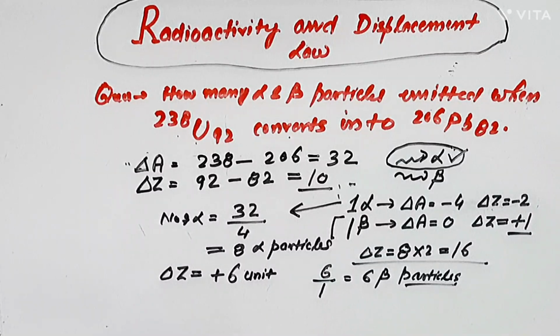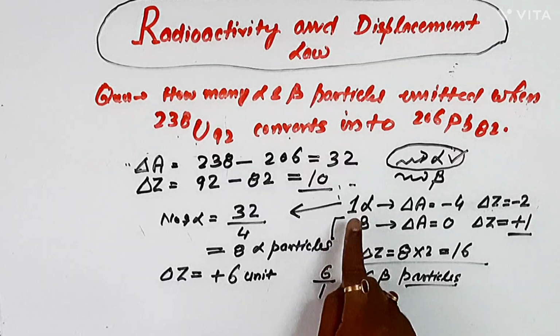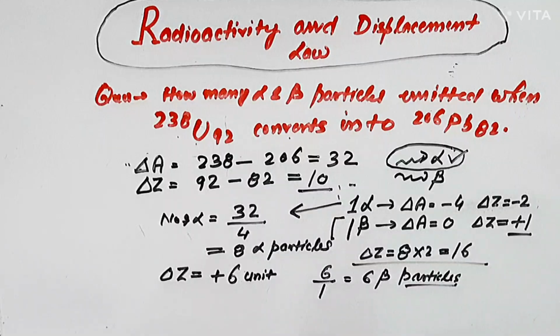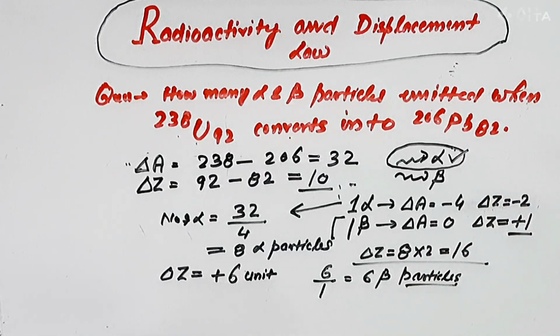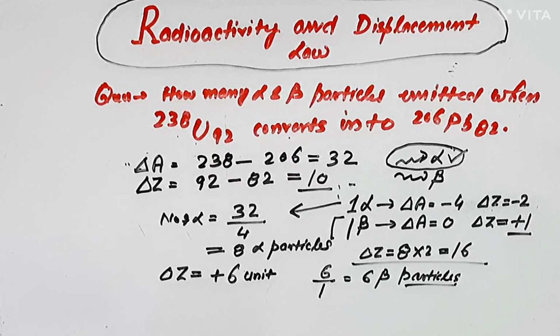In this type of question, what you will do? First you calculate the number of alpha particles based on the change in mass number, and then to adjust the change in atomic number, calculate the beta particles. So I hope this video cleared your concept about radioactivity and displacement law.